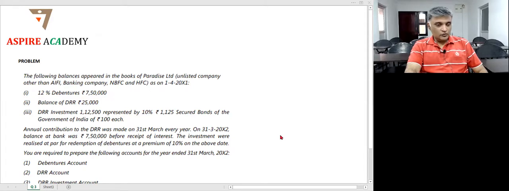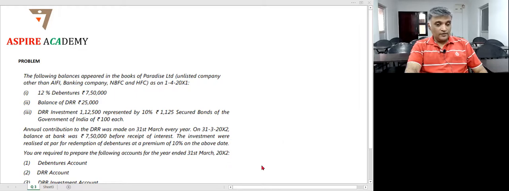On 31/3/X2, the balance at bank was 7,50,000 before the receipt of interest. What is the receipt of interest? It is nothing but the DRRI interest, right? The investments were realized at par for the redemption of debentures at a premium of 10% on the above date. So we are going to redeem the debentures at a 10% premium.